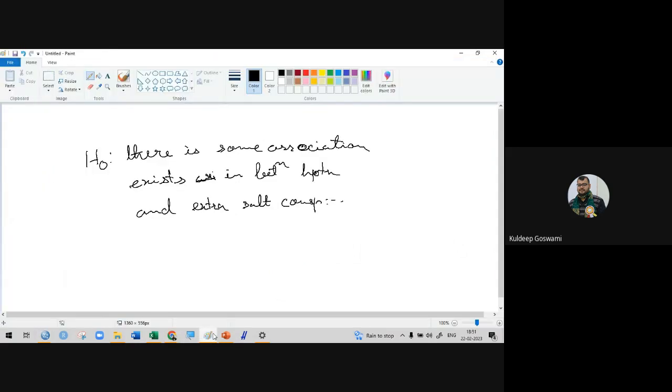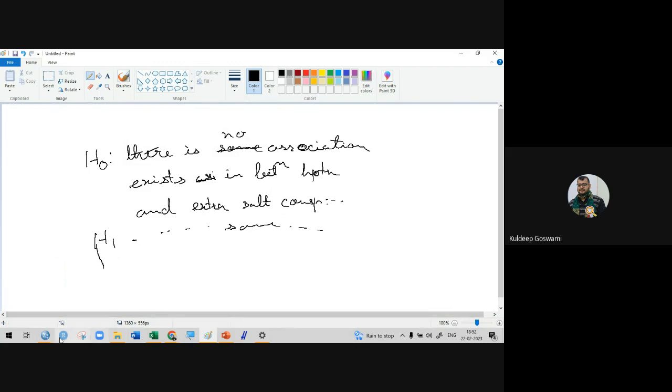What is the null hypothesis? Sorry, there is no association between hypertension and extra salt. The alternative hypothesis will be that there is some association.